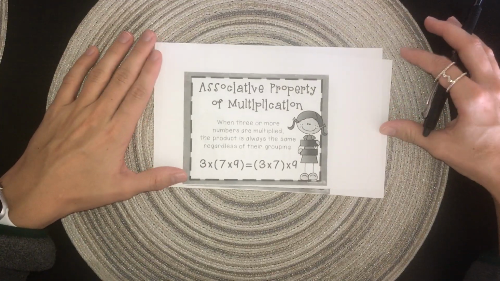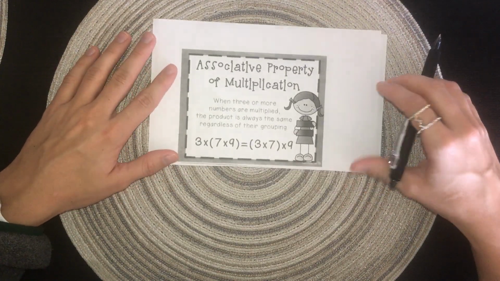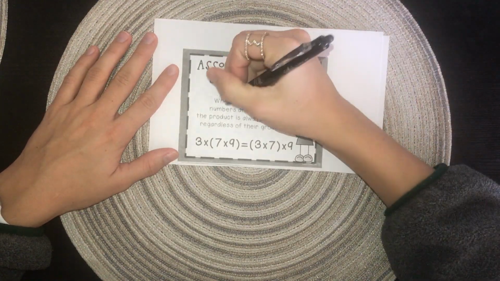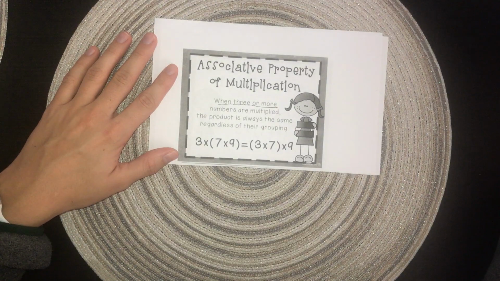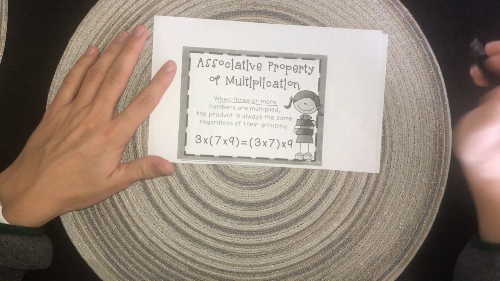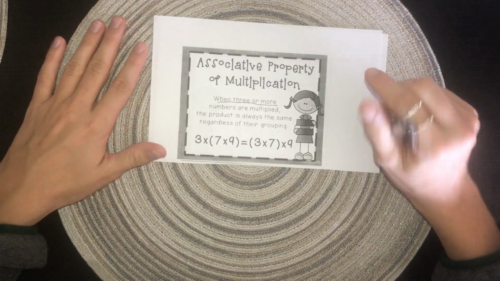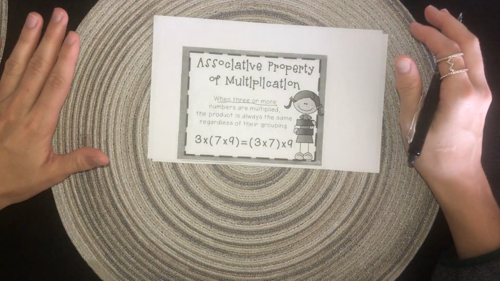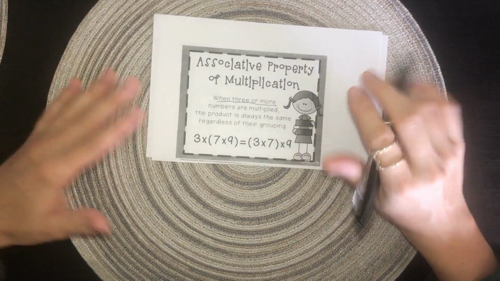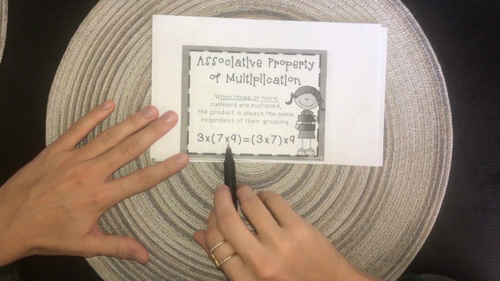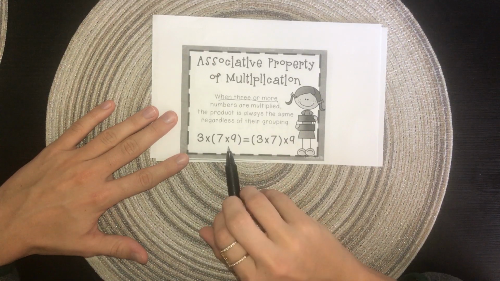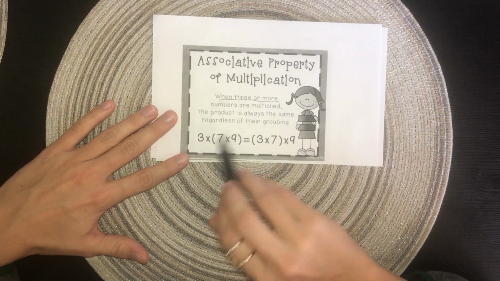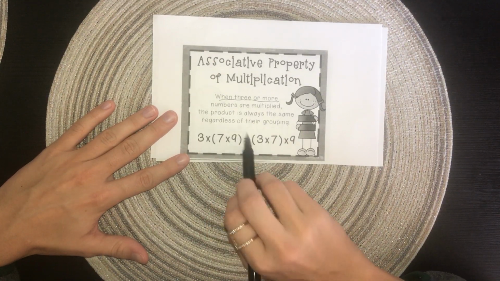All right, the next one is the associative property. This is when 3 or more numbers are multiplied, the product is always the same regardless of their grouping. The thing to always have a red flag up about with this property and with other problems is that parentheses go first. No matter what, you always solve your parentheses first.